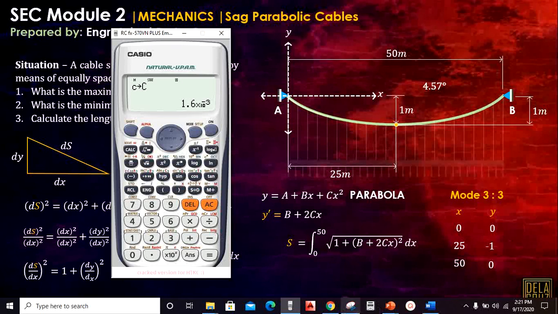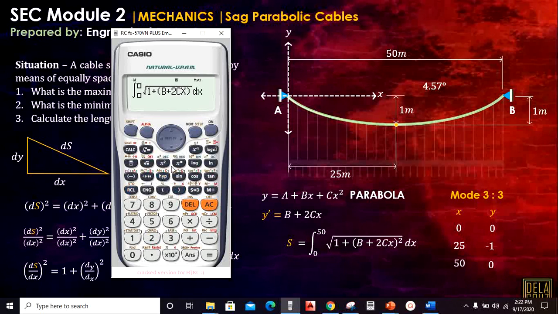Ayaw gumana ng emulator ko sa Canon. Ewan ko. Okay, now, I will press AC. Then, set up ko lang yung memory. Now, i-follow na natin itong formula. But that is just by integral of the square root of this 1. Take note that we say B and C. Store B plus 2CX.